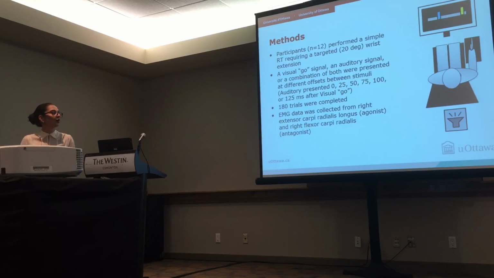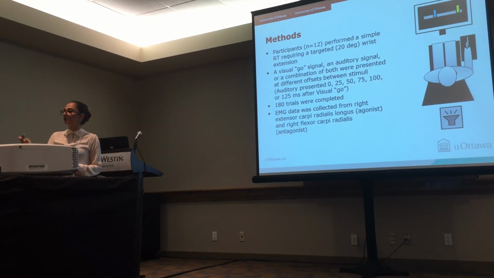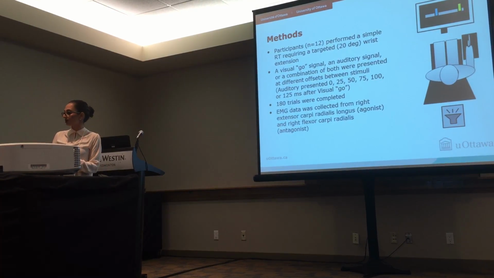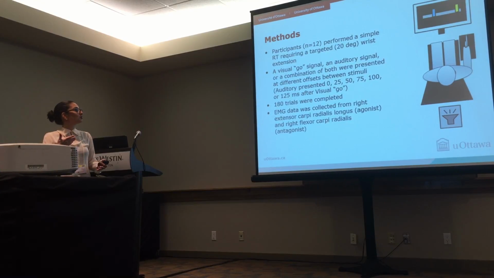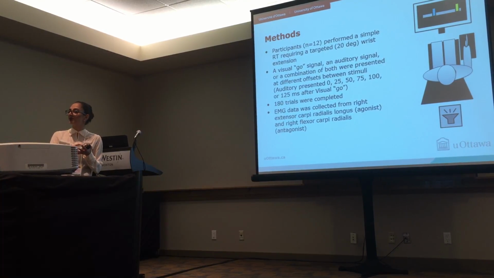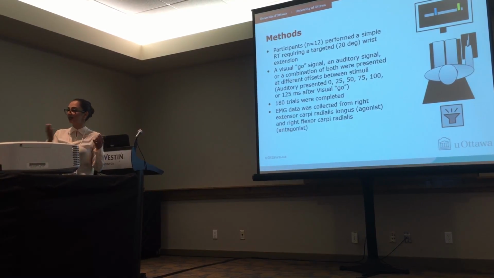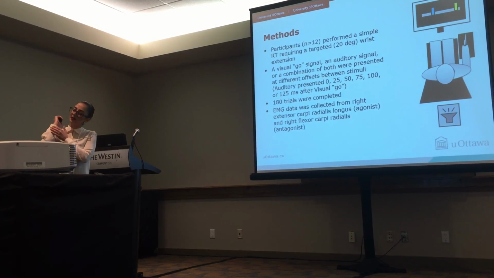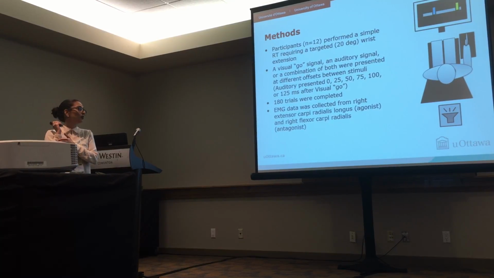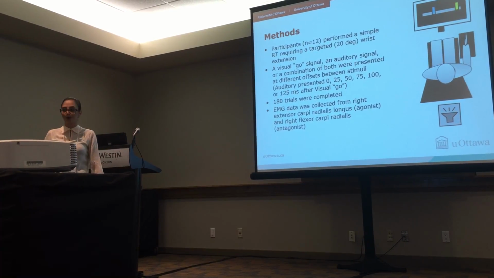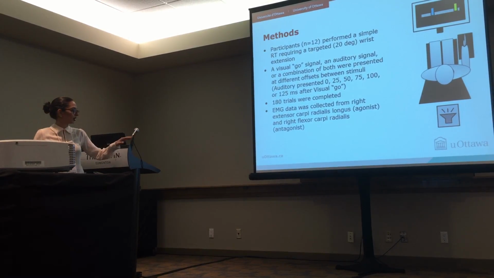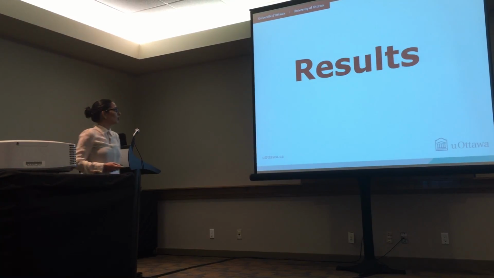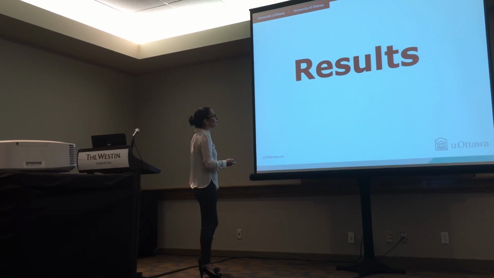So the go signal was either a visual stimulus, an auditory stimulus, or a combination of both the visual and auditory stimulus, where the auditory was presented at 0, 25, 50, 75, 100, or 125 milliseconds after the go. There were 180 trials that were completed, and we collected EMG data from the right extensor carpi radialis longus and the right flexor carpi radialis. And so these are our results, and I'll take a few minutes to talk about them.